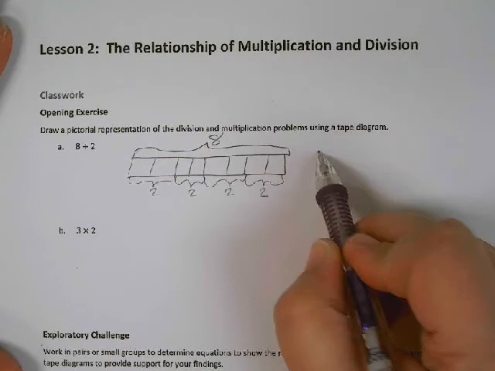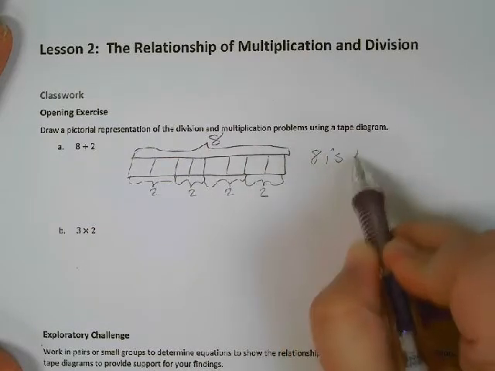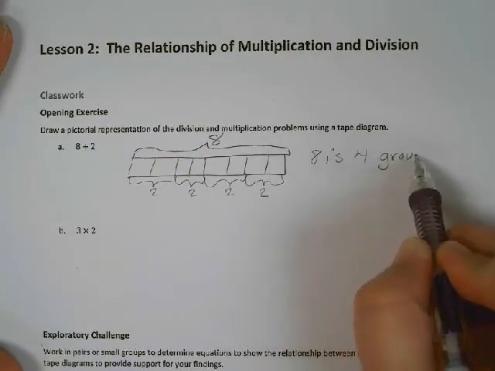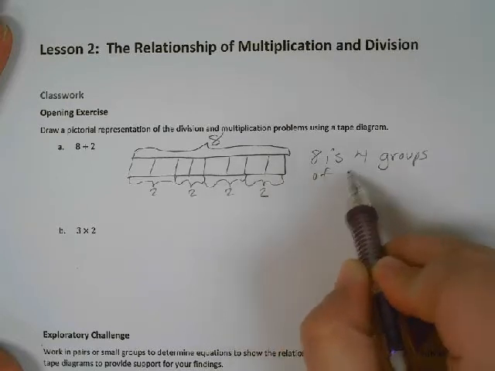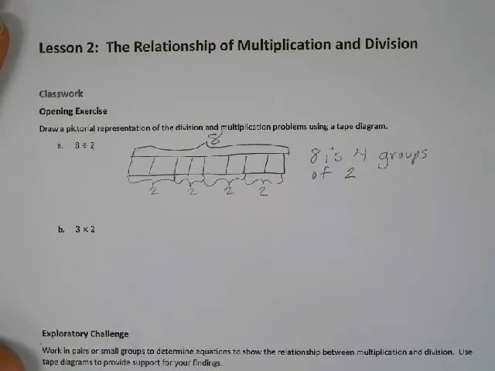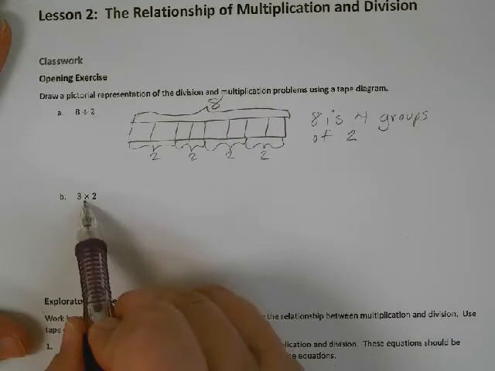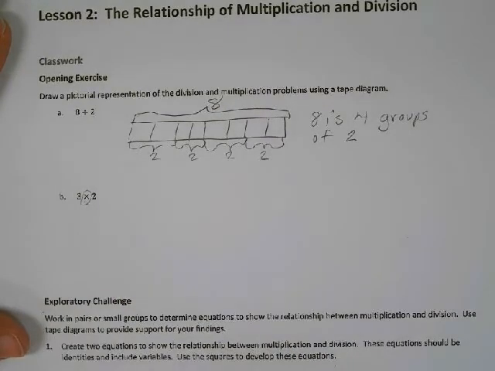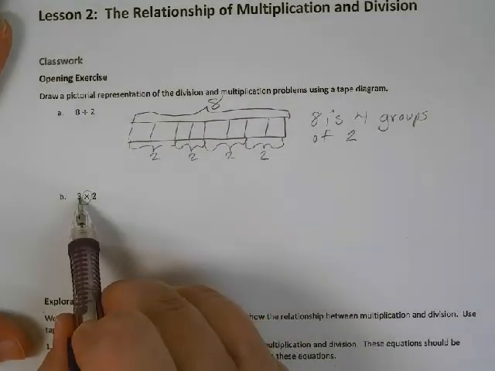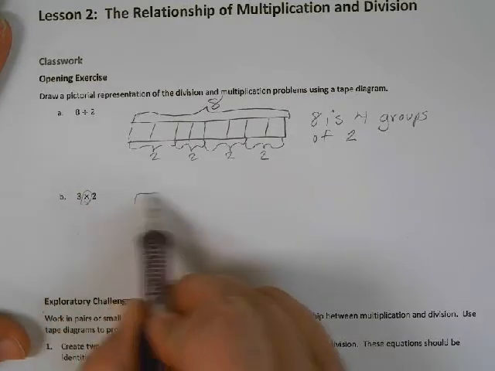And what this says is 8 is 4 groups of 2. For the next one, remember that this symbol for multiplication means groups of. So now I need 3 groups of 2.